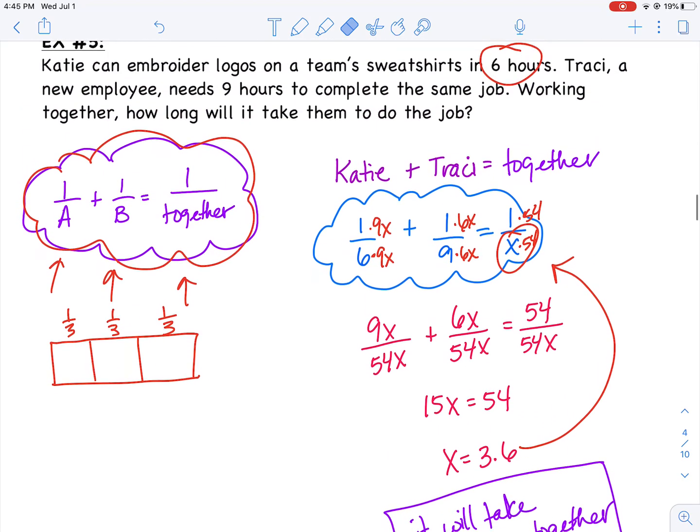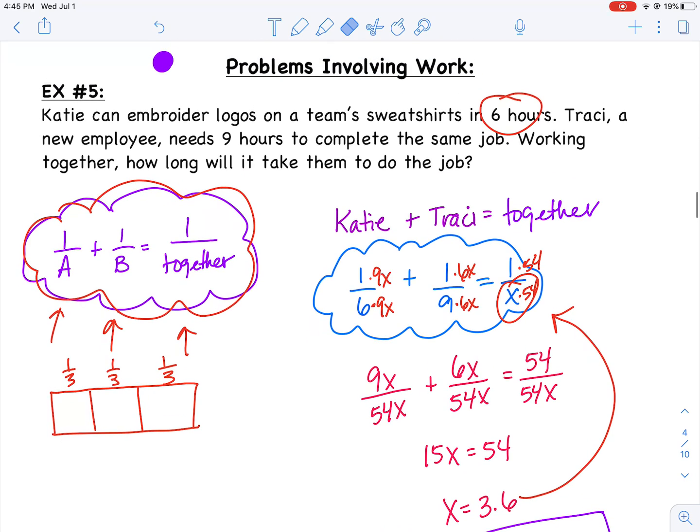All right, we're going to practice a few more of those work problems, but make sure you understand the concept of the two people working together to get the total amount of time.